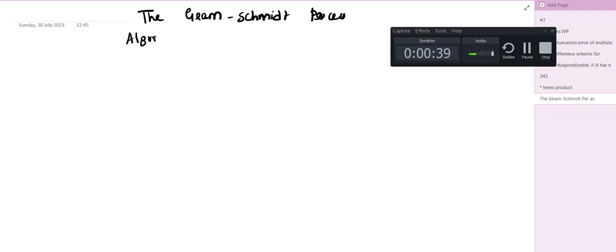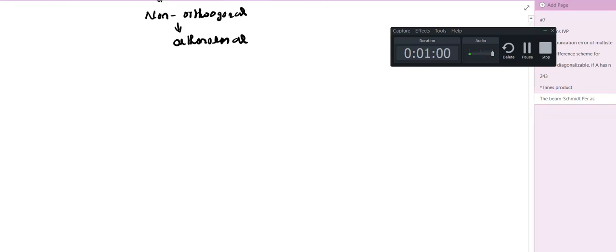It's an algorithm for converting non-orthogonal vectors into orthogonal vectors, or you can convert them into orthonormal vectors. Once you convert into orthogonal, you can also convert them by normalizing into orthonormal vectors. Okay, so it's a simple algorithm. So let us understand how we convert it and what the algorithm is all about.